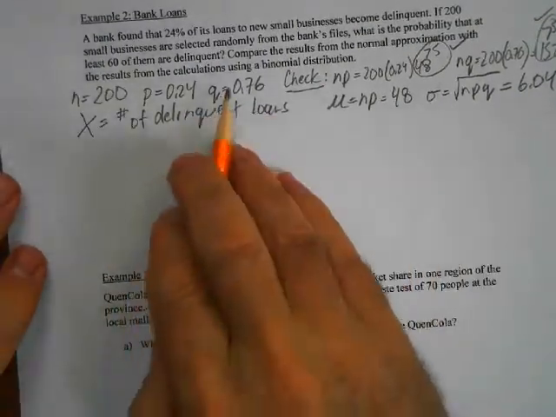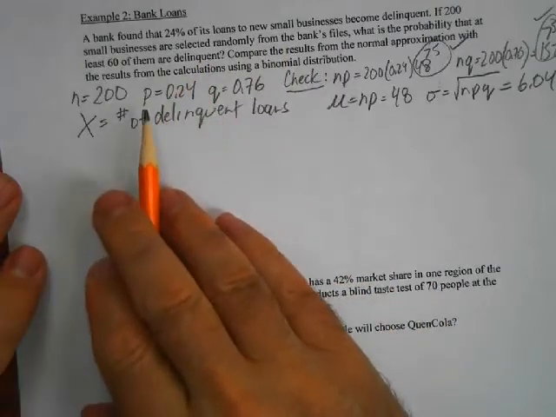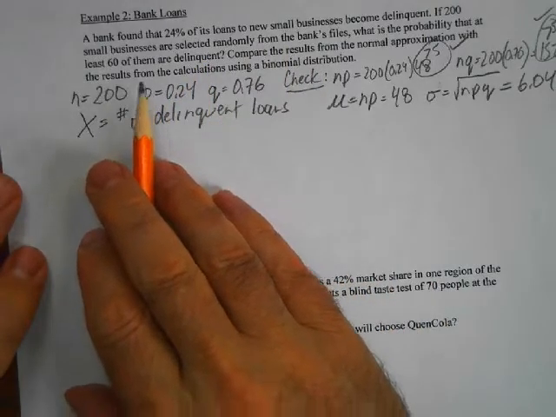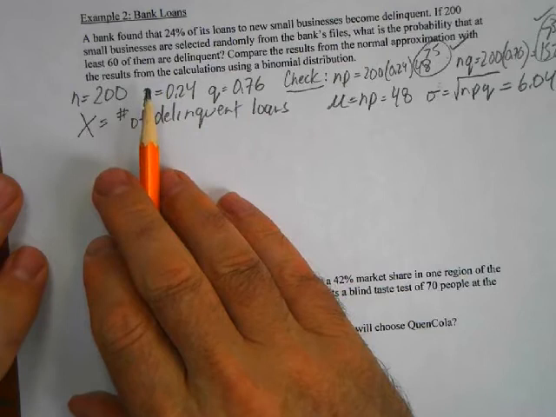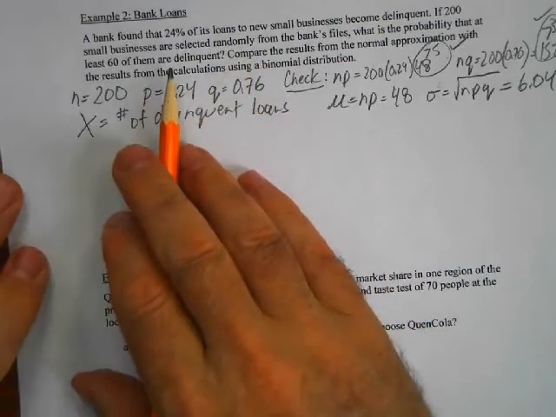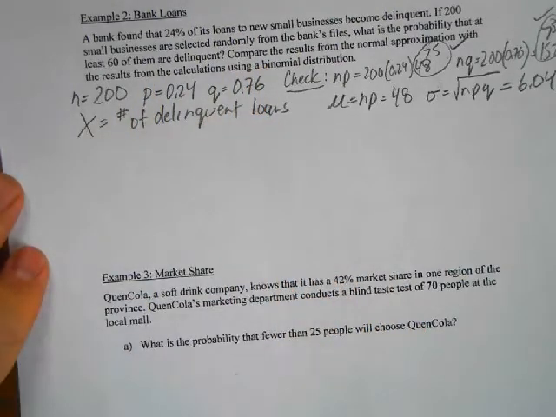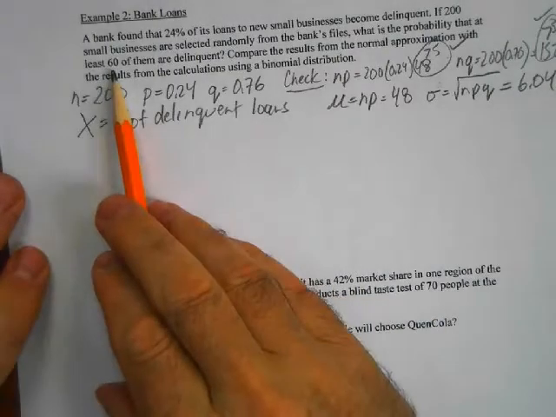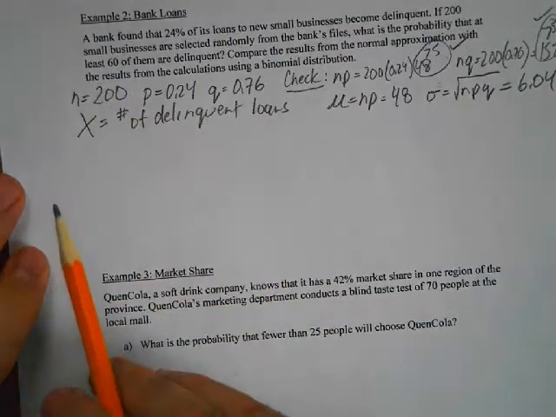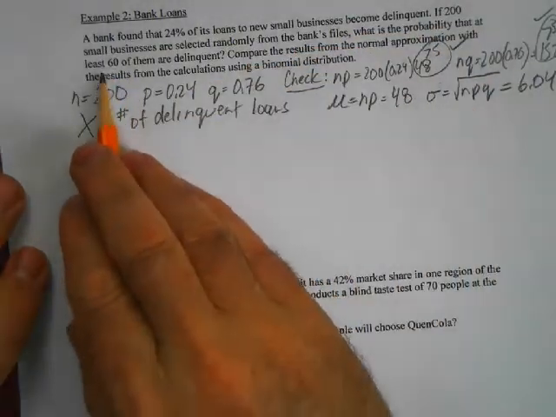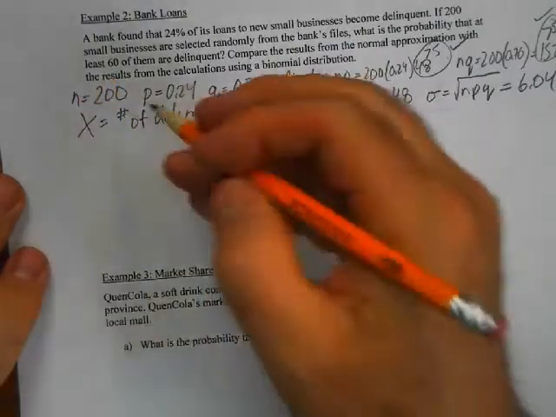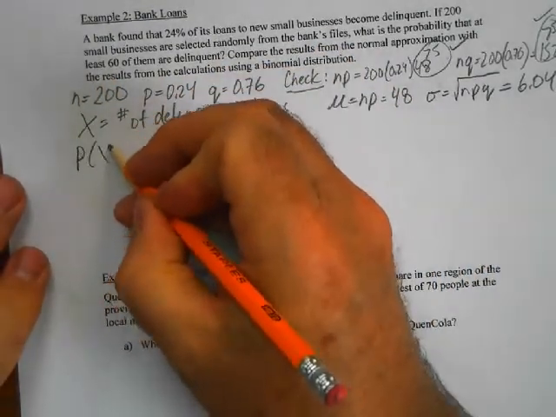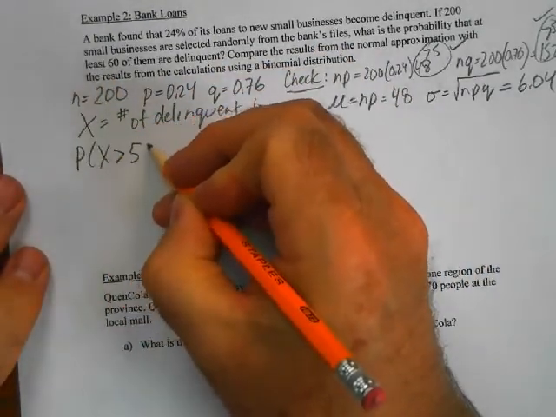Okay, so we want to know the probability that at least 60 of them are delinquent. So that means 60, 61, 62. That's assuming you're using a binomial distribution, a discrete distribution. We have to do the continuity correction because normal distribution is continuous. So instead of saying x greater than 60, we have to say the probability that x is greater than 59.5.